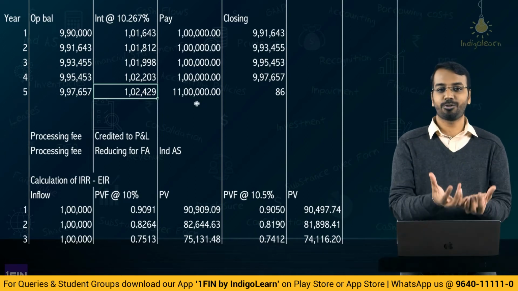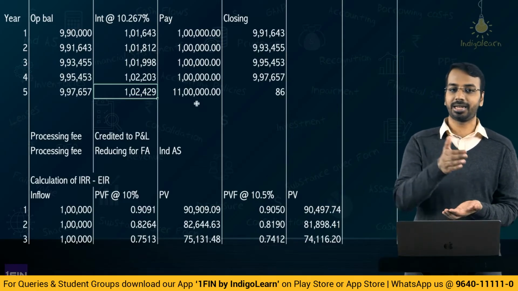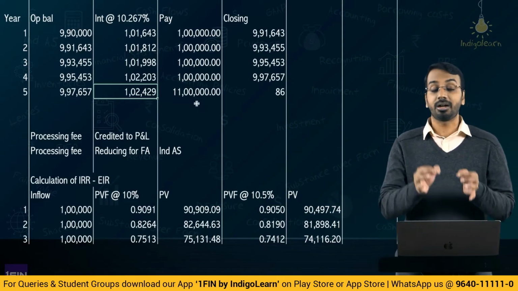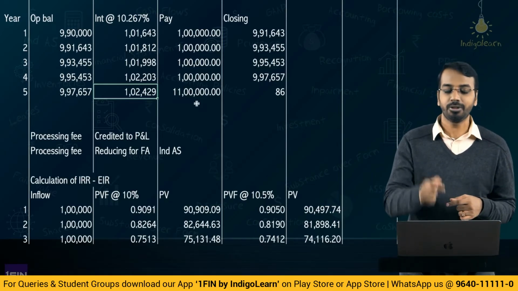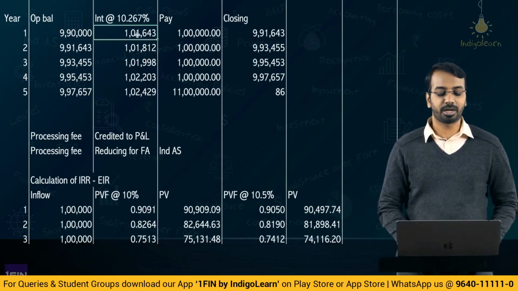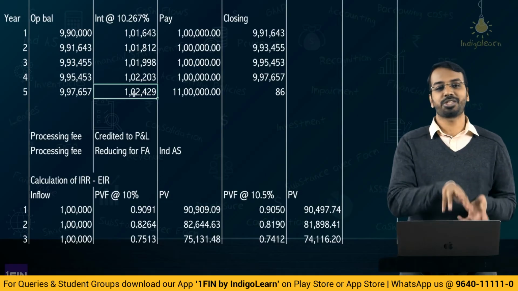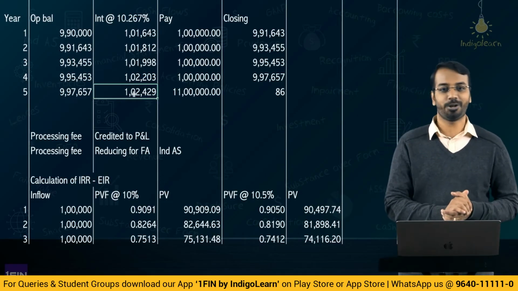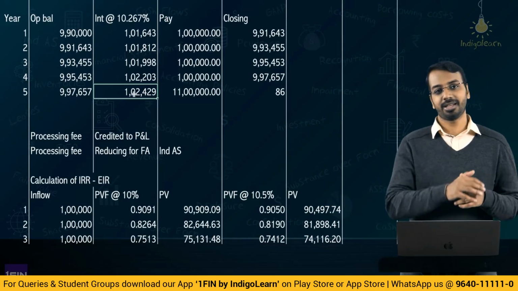I gave 9,90,000 to somebody, I will get 1 lakh for 5 years, and at the end I will get 10 lakhs back as my principal. The effective interest, the interest which represents the series of cash flow, is 10.267% or 10.27%. Every period you will account for income of so much, and in that interest the processing fee also gets automatically accounted for. So this is what you need to understand as far as effective interest rate is considered, right.